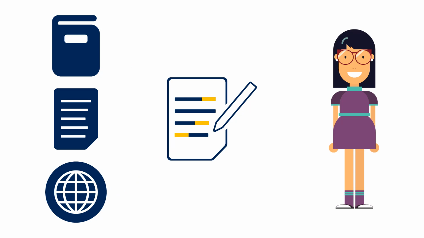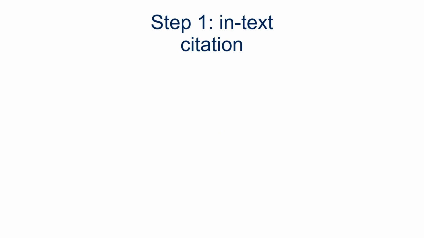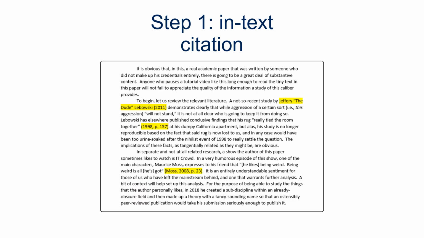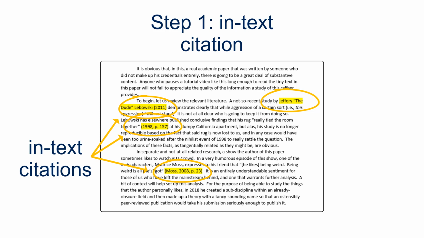If she didn't write it or come up with it herself, she needs to give proper credit and say where she got it. Giving proper credit involves two steps. First, Dana needs to provide a note within her paper at the point where she uses her sources. This is called an in-text citation.